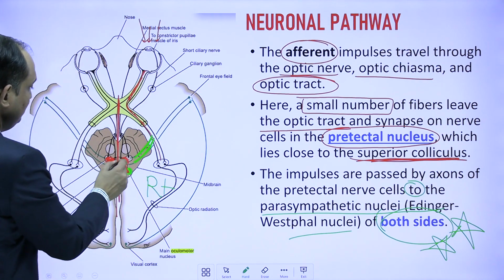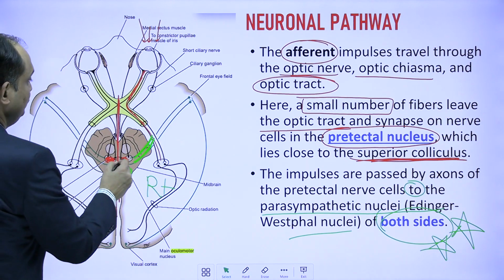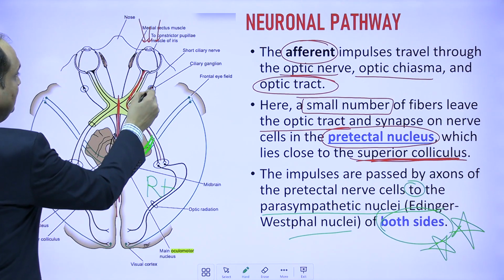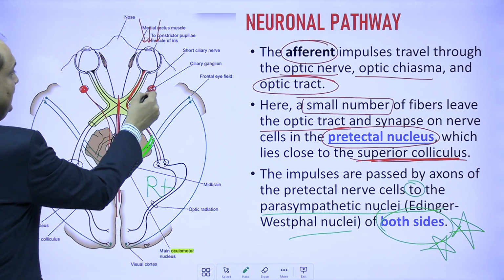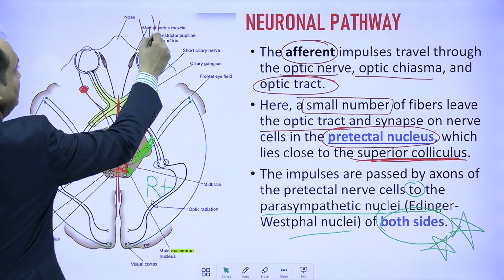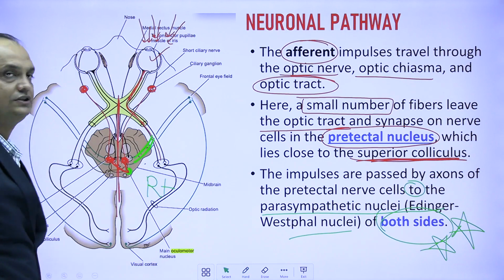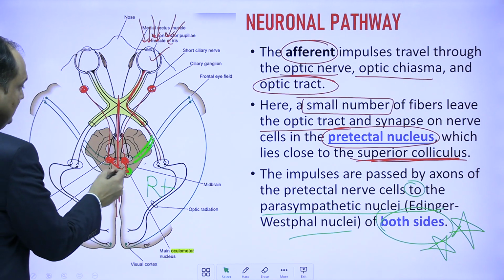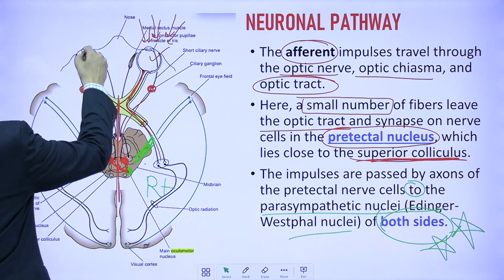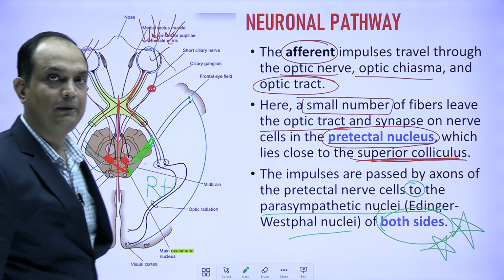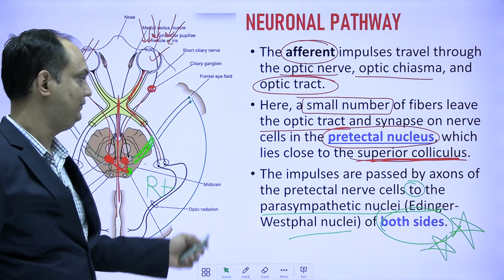So what will happen, that both side Edinger-Westphal nuclei will get stimulated. So the parasympathetic outflow from the oculomotor nerve will reach the ciliary ganglia of both sides of your orbits. Clear? So if you are having the light here, this is your pathway, so this constriction will take place. But because there is a stimulation of the opposite side Edinger-Westphal, that's why this side constriction will also take place. So this is the indirect and this is the direct light reflex.